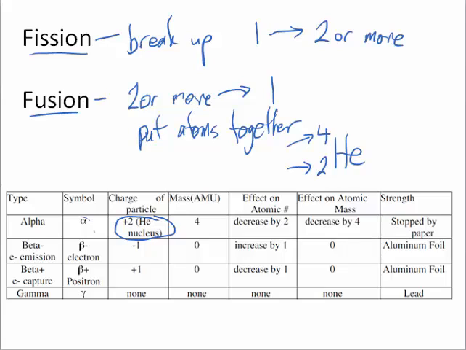You can have a beta particle from an emission, and that would be a negative charge and have no mass, and that would be an electron. And you have basically the positive version of an electron. It has a positive charge but no mass, and that's called a positron. And then we have gamma particles, which are very high energy. They have no charge and no mass.